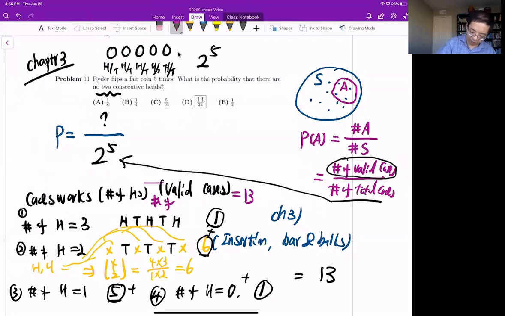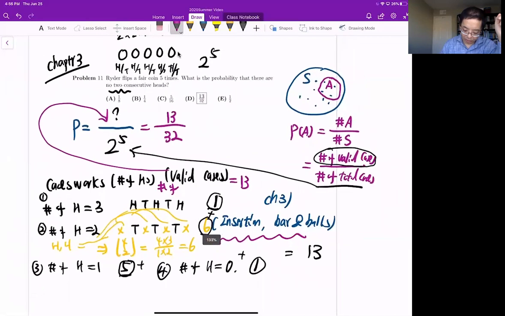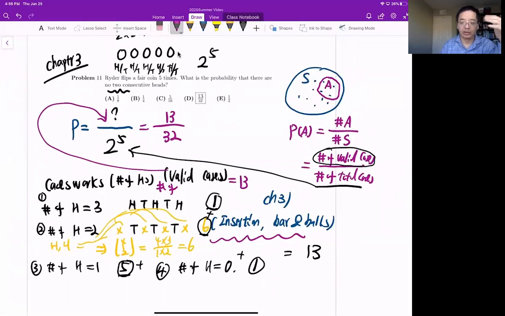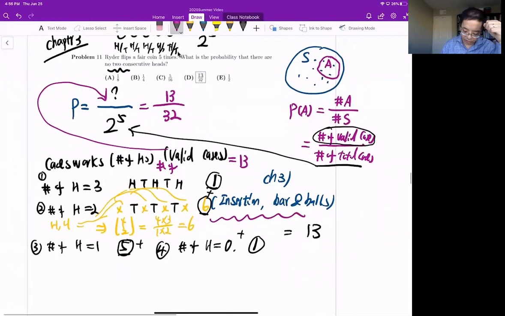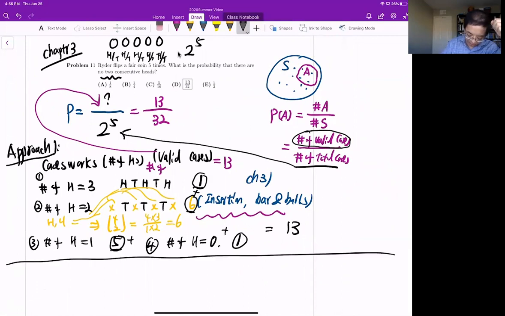According to the formula, we put it right here, so we get 13 over 32. So this is solved by casework together with some technique, insertion, bar and ball, so that you don't have to do further casework. Now there is another approach to handle this scenario, which is more specific to this problem. Maybe I put this as approach 1. Now I look at approach 2.